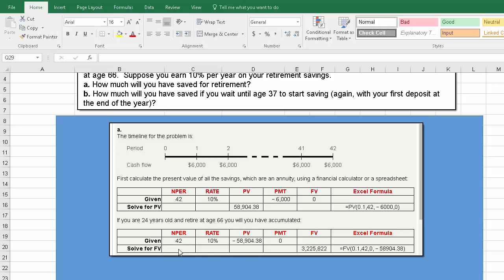Okay? And then if you wanted to use that information and solve it for the future value, you'd put in 42, 10%, the 58,904 as a negative. In other words, we're now giving up a present value of $58,904.38. And in exchange, we'll solve for a future value of $3,225,822. Okay? And you could solve it that way. They also show you that you could solve this in Excel this way. And they're still assuming that you're going to solve for present value first and then determine the future value in 2 steps.